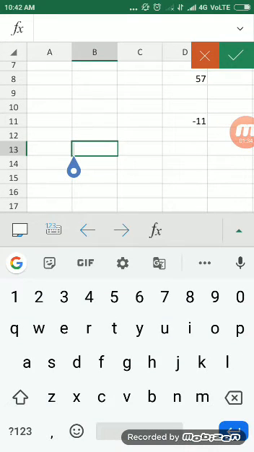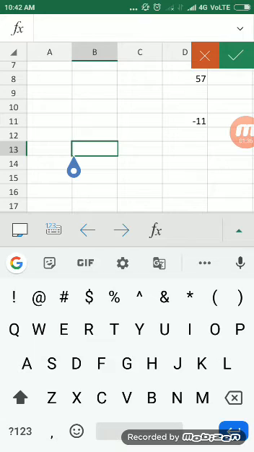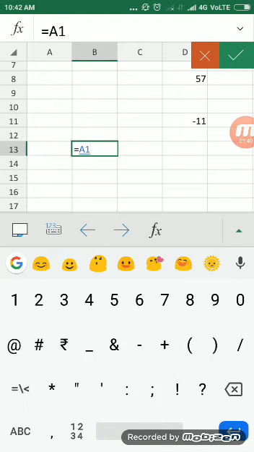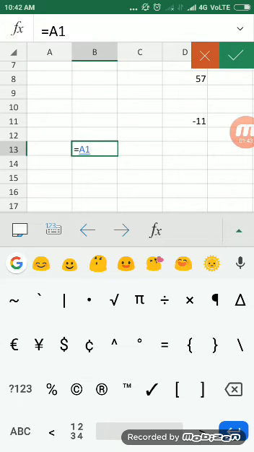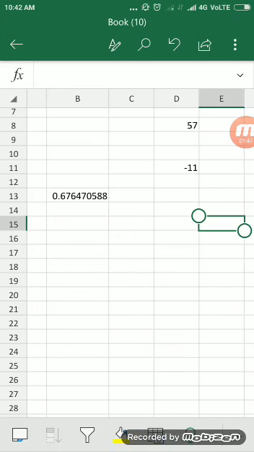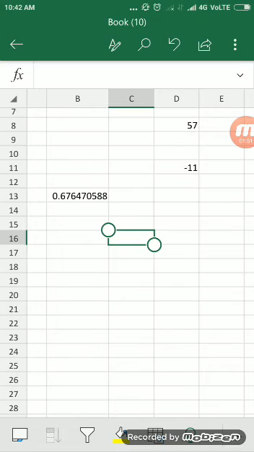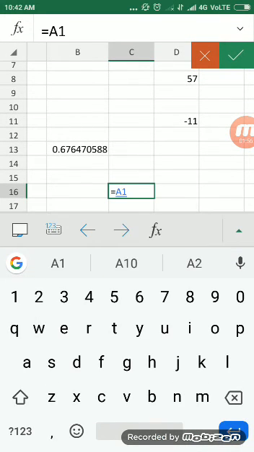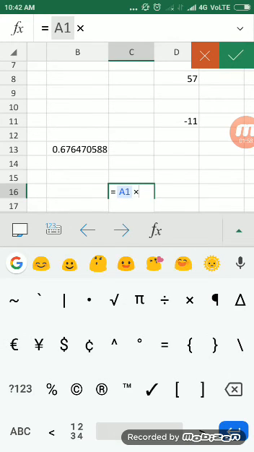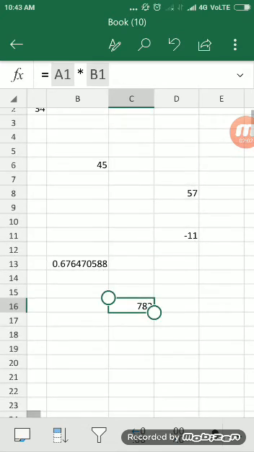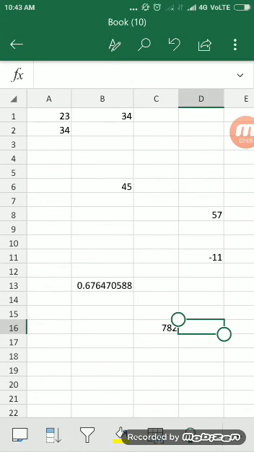Then the division. So equal to A1, this division sign, and then B1. By dividing A1 and B1, you are getting 0.6764. And then the multiplication: equal to A1, this multiplication sign, and then B1. By multiplying A1 and B1, you are getting the answer 782.